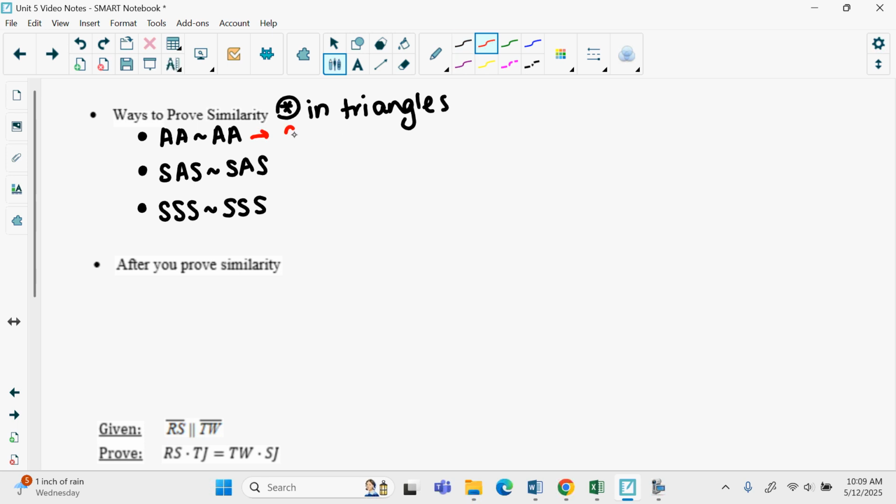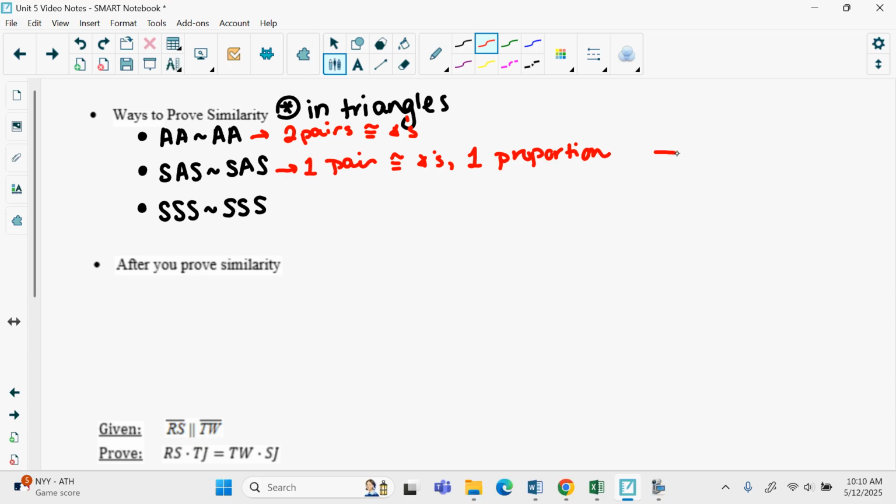So angle, angle means I need 2 pairs of congruent angles. But when we've got sides going on, I don't want those sides to be congruent. I just need them to be proportional. So this means a pair of congruent angles, and then 4 sides that are in proportion, right? But that's actually just one proportion. And that's all I need to use side angle side similarity. One pair of congruent angles and one true proportion with sides.